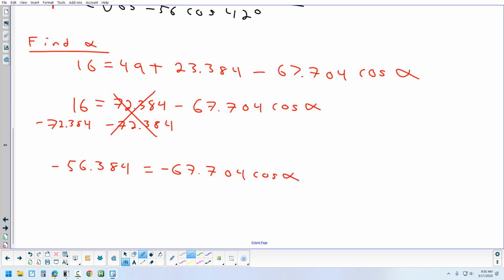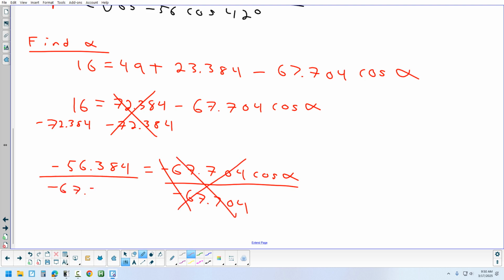Because what would we do for our second to last step? Yeah? Yep. Divide by negative 67.704. Negatives are gone. 67 is gone. And here, all I would do is cancel my negatives. I would not even do out 56 divided by 67. That's just going to be another rounding step you have to do. So just leave that.